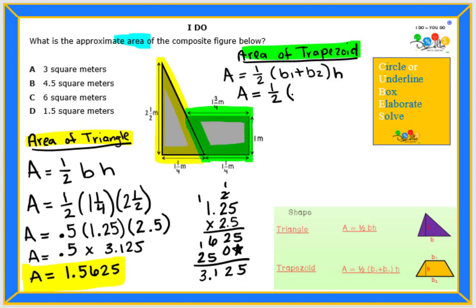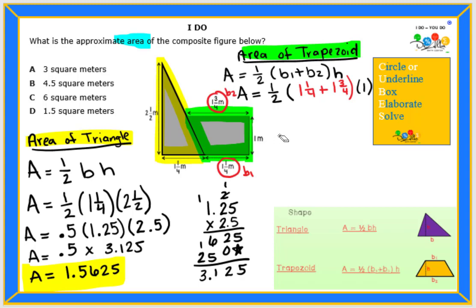So we have base 1. We can use either one as base 1. I'm going to use the one at the bottom. Base 1, 1 1/4, plus base 2. I'm going to use the base at the top, 1 3/4. And then that will get multiplied by the height, which is 1. That's this number right here. We're going to use that as our height, right?